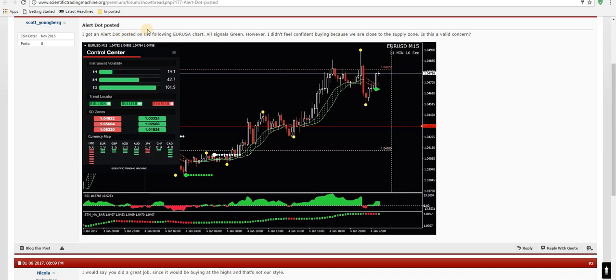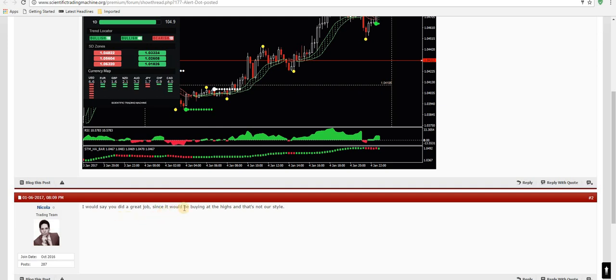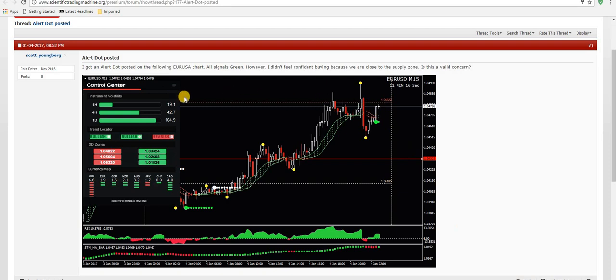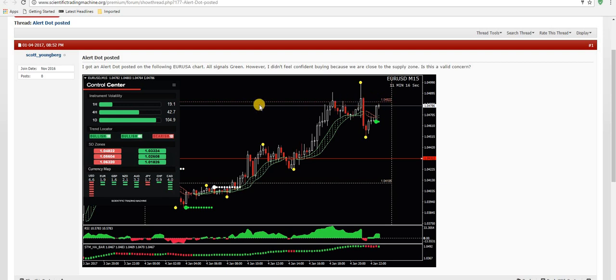I got an alert dot posted on the following EURUSD chart. All signals green. However, I didn't feel confident buying because we're close to the supply zone. Is this a valid concern? As you guys can obviously see here, this is that level that individual was concerned about. As for taking that buy trade here, I would say you did a great job since you'd be buying at the highs, and that's not our style. As you guys can see here, it is okay not to take a trade when there is a level of resistance or support in our way, as the vendor has just verified right here, and this individual just showed us right here.